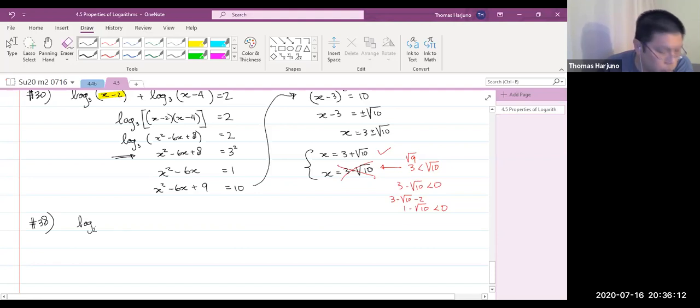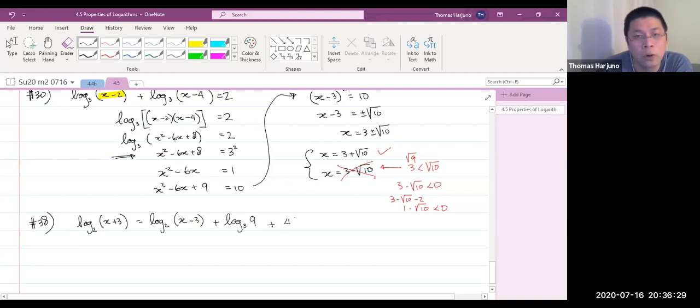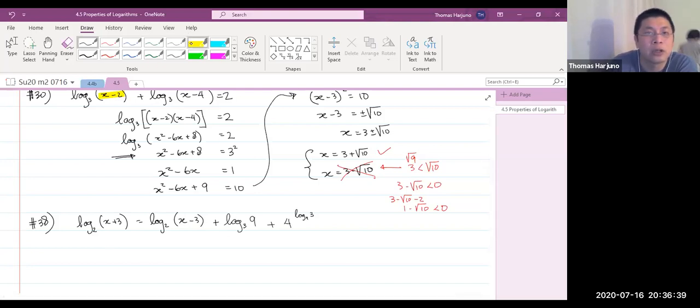So log base 2 of x plus 3 equals log base 2 of x minus 3 plus log base 3 of 9 plus 4 to the log base 4 of 3. Seems like we need to simplify first. This will give us a constant here, this also will give us a constant. Let me just compute them, and I will move this one to the left.